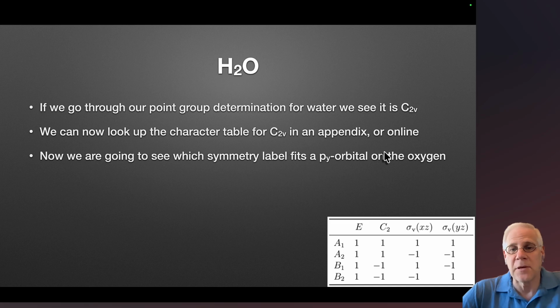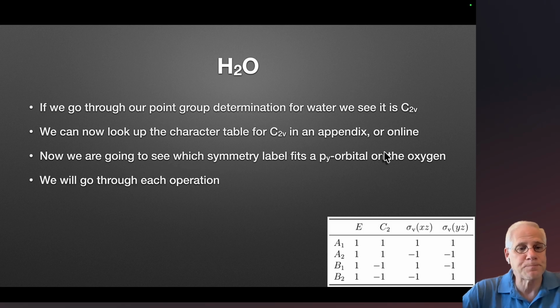So now we're going to look at a py orbital on the oxygen atom that sits in the center of our water molecule and see if we can figure out which of these labels would apply to that particular orbital. We're going to go through each symmetry operation. So we'll go through E, then C2, sigma V, and then the other sigma V. So here you actually see which plane the sigma V is in.